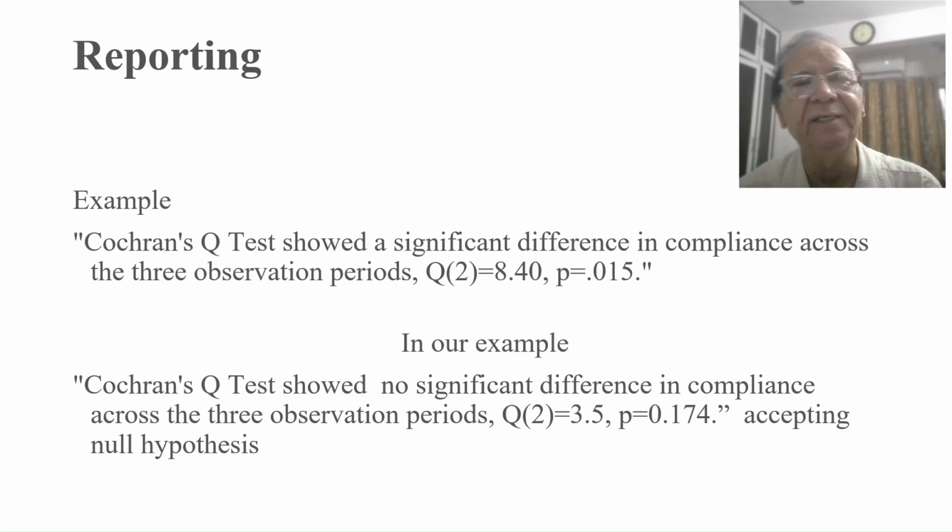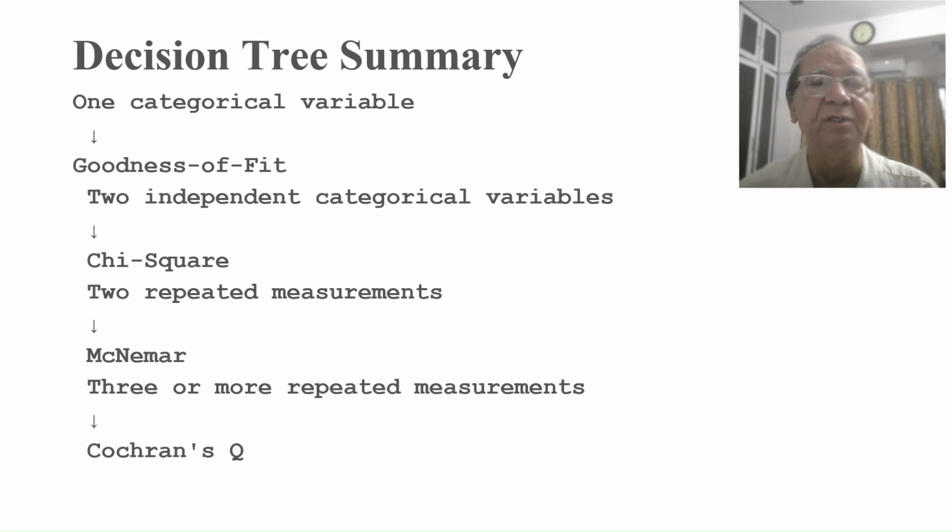When reporting Cochran's Q test, clearly state the name of the test, the Q statistic, the degrees of freedom, the p-value, and a brief interpretation in the context of your research question. Before choosing a statistical test, always identify the type of data and the study design. The number of variables and whether the observations are independent or repeated will guide you to the correct test. This simple decision tree can save researchers from selecting an inappropriate statistical procedure.